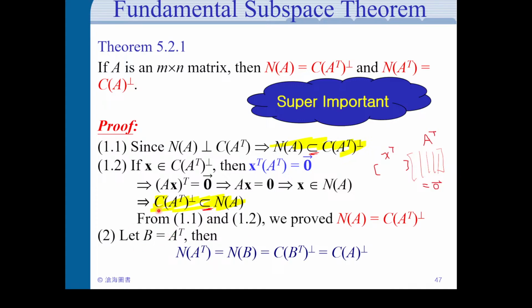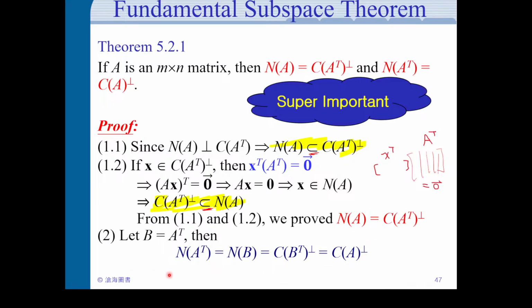And then for the next one, we just have A transpose instead of A inside. So we have some B equal to A transpose. The null space of A transpose is the null space of B. That's the orthogonal complement of the column space of B transpose, which, because we have A transpose transpose equal to A, is just the column space of A and its orthogonal complement.